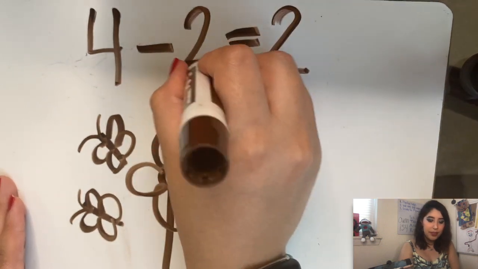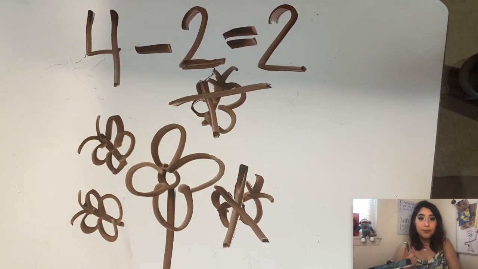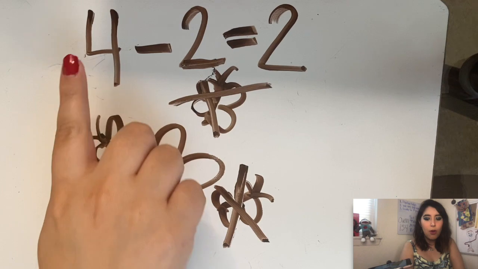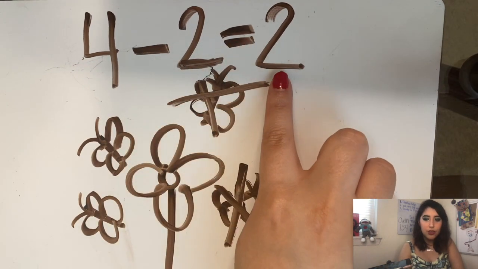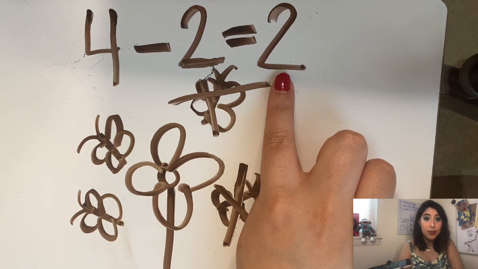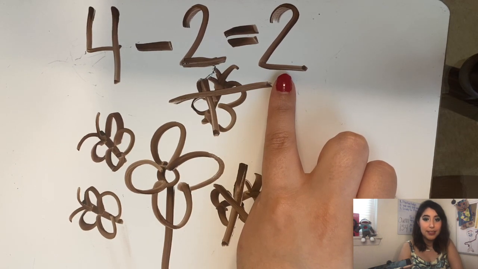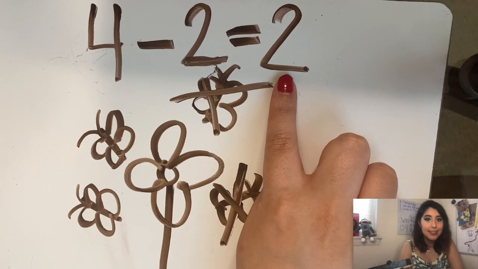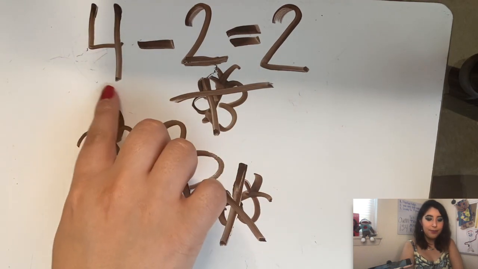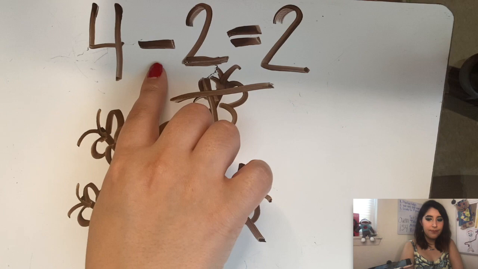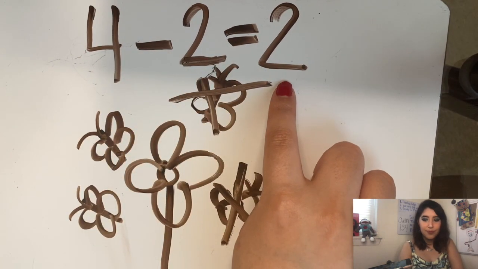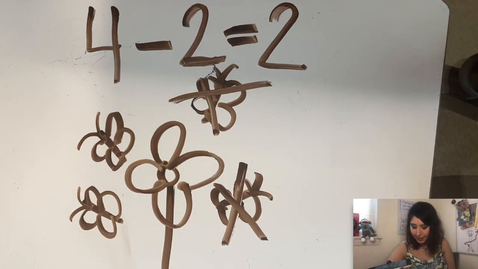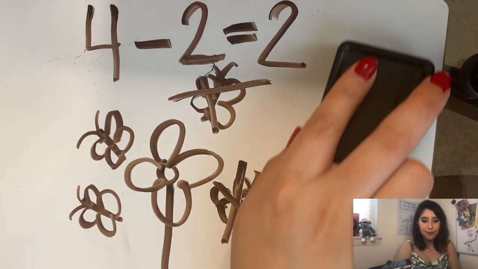2. So let's read the number sentence together. Get ready. 4 minus 2 equals 2. Now all by yourselves, read this number sentence, this subtraction sentence. Ready? Four minus 2 equals 2. Very good. Let's try another one.